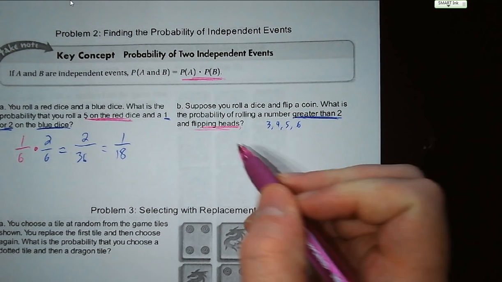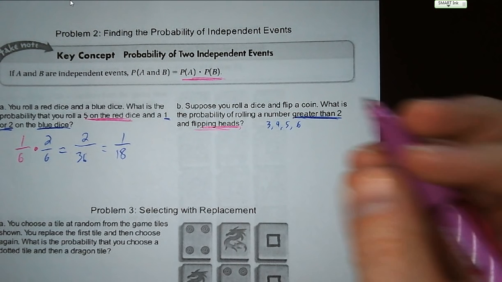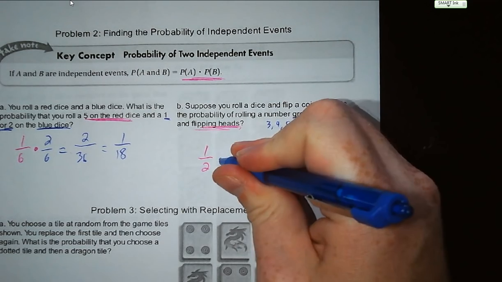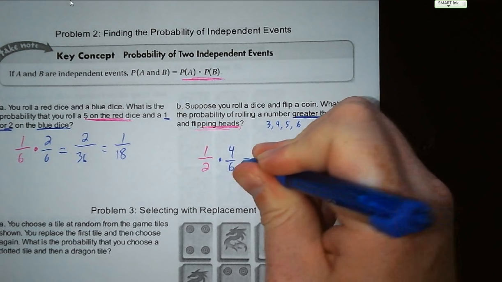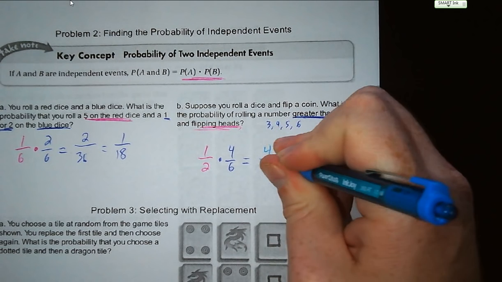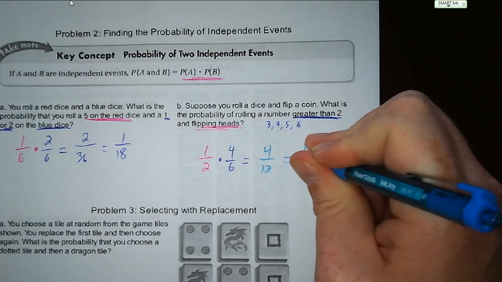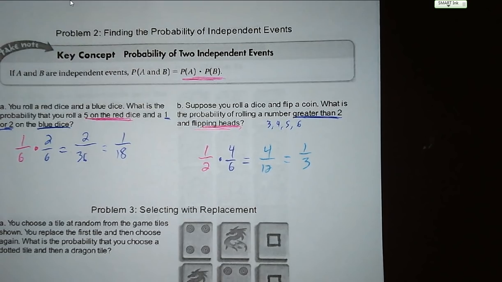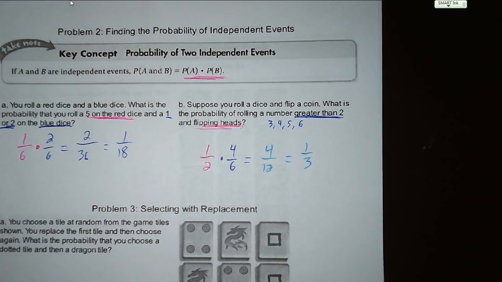Well, a coin has 2 sides, so that's 1 out of 2. So 1 out of 2 times 4 out of 6 is going to be equal to 4 out of 12, which reduces to 1/3. Okay? We have a 1 in 3 chance of that happening.